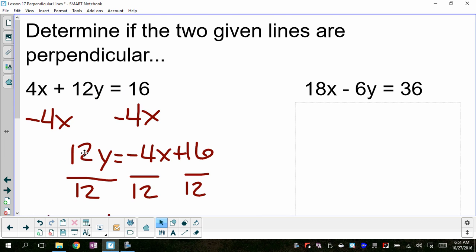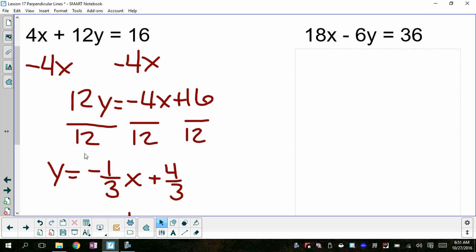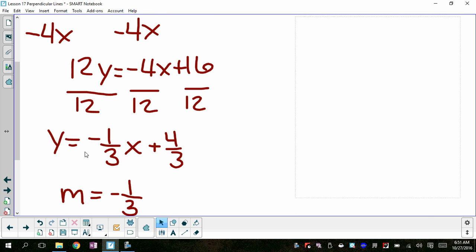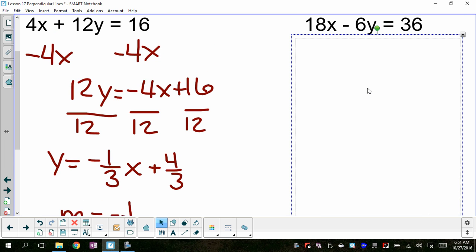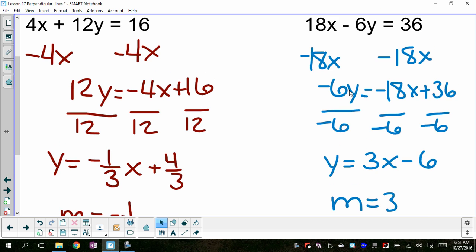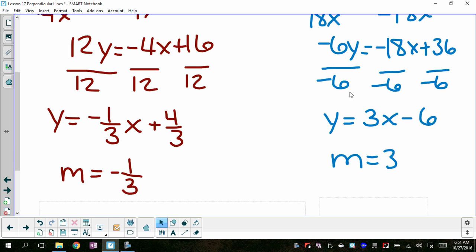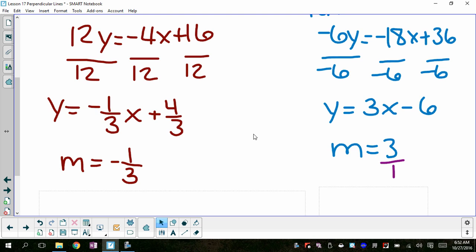So we're going to solve each of them for y to get them in slope-intercept form, and then pull out their slope. So the first one, we find a slope of -1/3. The second one, when we solve, we get a slope of 3. Just to note that having a slope of 3 is the same as having a slope of 3/1. You don't have to write it that way, but you need to know that that exists.